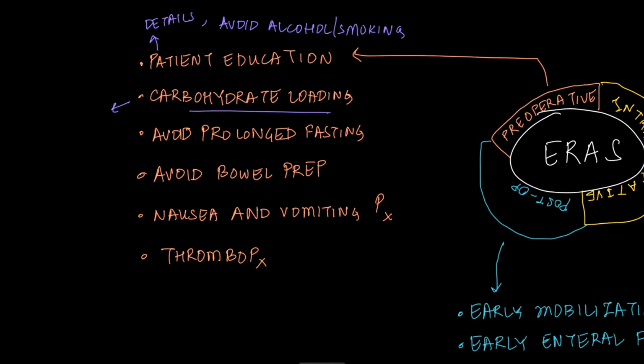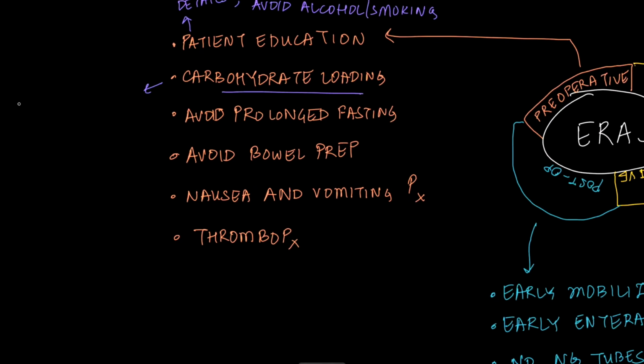Carbohydrate loading is done in a bid to prevent the depletion of glycogen storage. So this is important because once glycogen stores are depleted, it leads to insulin resistance and hyperglycemia, which, as we have seen in the previous video, leads to post-operative complications, morbidity, and increased surgical site infections.